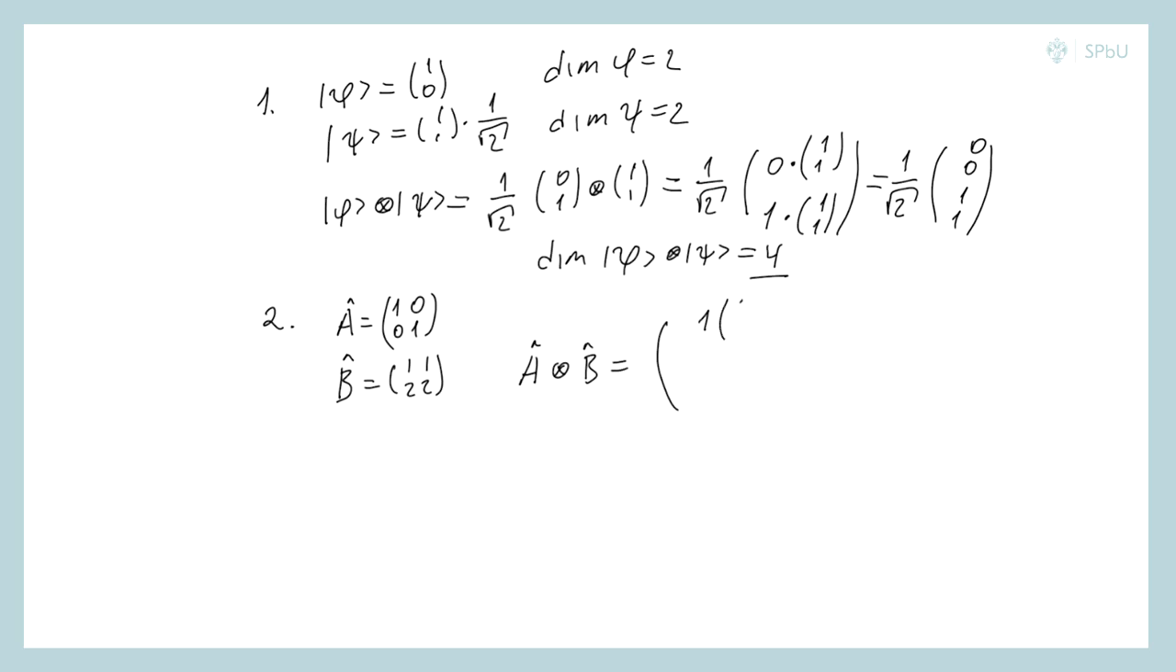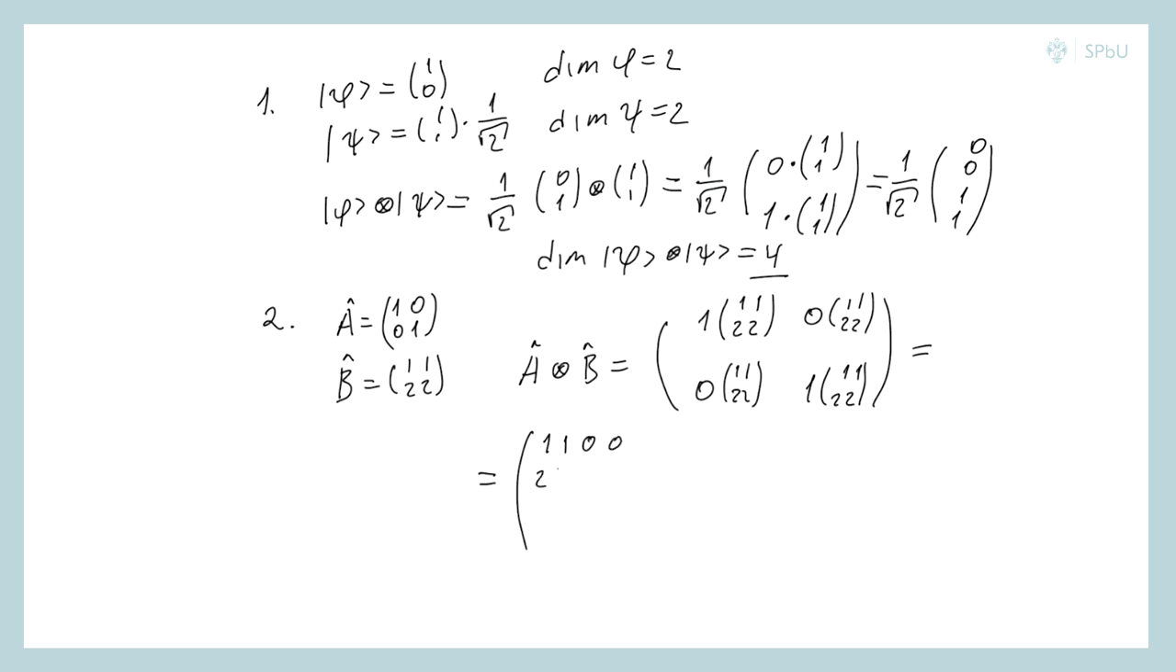1 multiplied by the matrix B, 0 multiplied by the matrix B, 0 multiplied also by the matrix B, and 1 by the matrix B. So finally, we can obtain the following form of the tensor product of two operators as a 4 times 4 matrix: 1, 1, 0, 0, 2, 2, 0, 0, 0, 0, 1, 1, 0, 0, 2, 2.